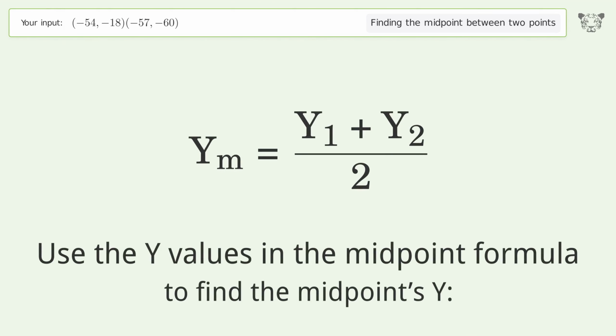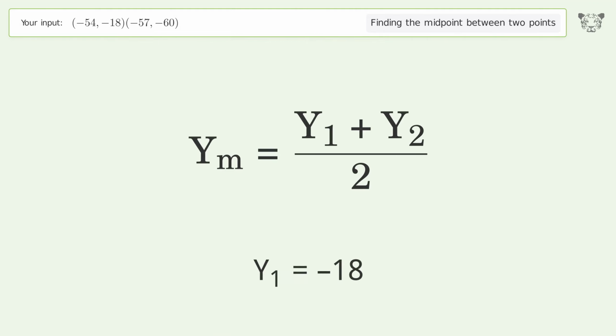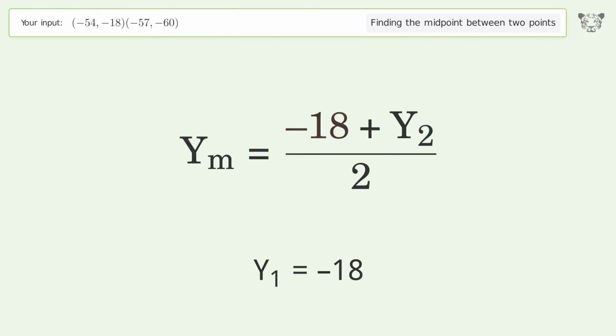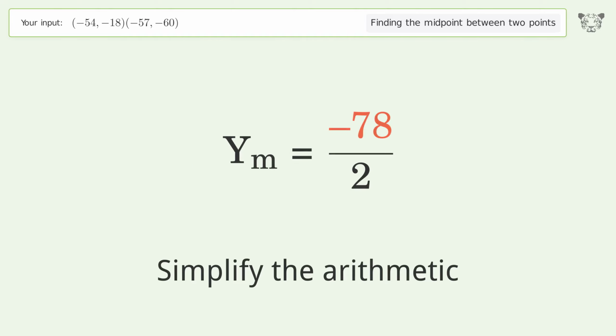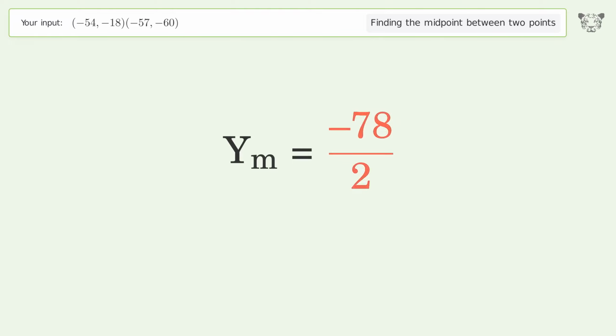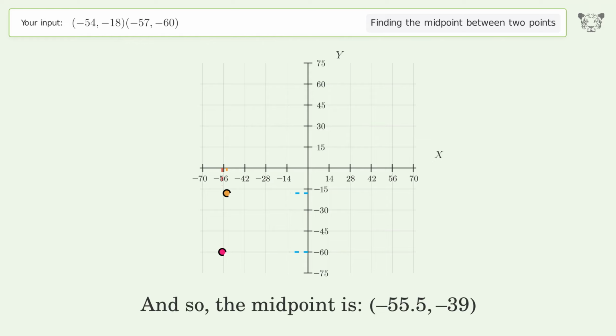Use the y values in the midpoint formula to find the midpoint's y. y1 equals negative 18. y2 equals negative 60. Simplify the arithmetic. And so, the midpoint is negative 55.5, negative 39.